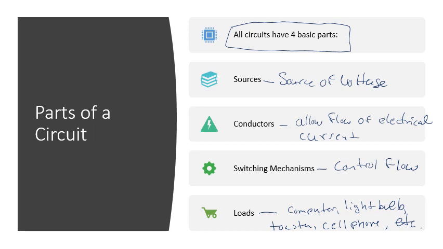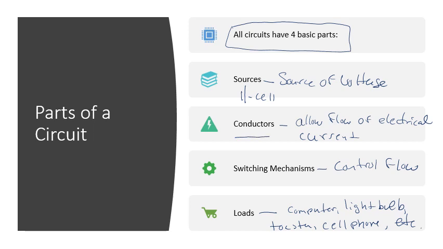So again, four parts: sources. Here's the schematic symbol for a source. That is one cell. Anything more than one cell is called a battery. A conductor is usually given by this, just a straight line.